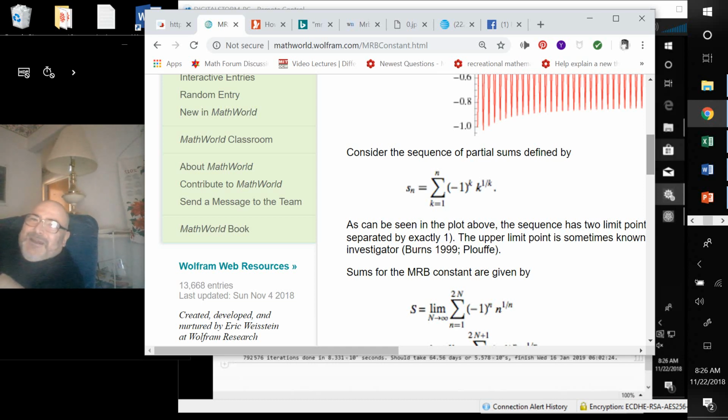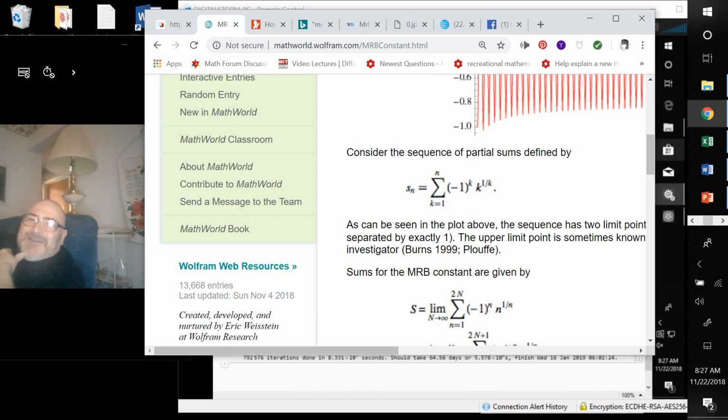So I heard about alternating series. So I decided to add them up as an alternating series. And when I did, I got a sequence of partial sums. Here we see S sub n, right here where it's highlighted blue. S sub n equals the sum of negative 1 to the k times k to the 1 over k from k equals 1 to n. So what that's doing is what I did at the beginning.